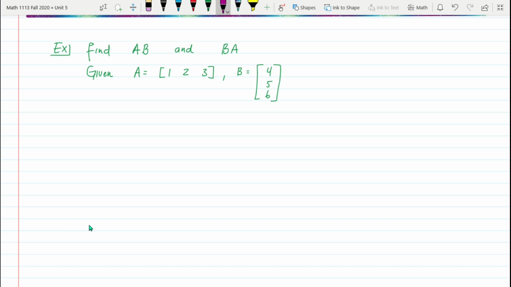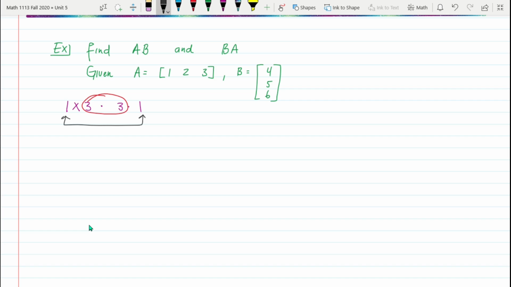Okay, so can we do A times B? Let's do it. A has dimensions 1 by 3, 1 row, 3 columns, and I'm trying to multiply it times a 3 row by 1 column. So yes, I can do it. The resulting size is going to be a 1 by 1 matrix, meaning it's only going to have one element. That is great.